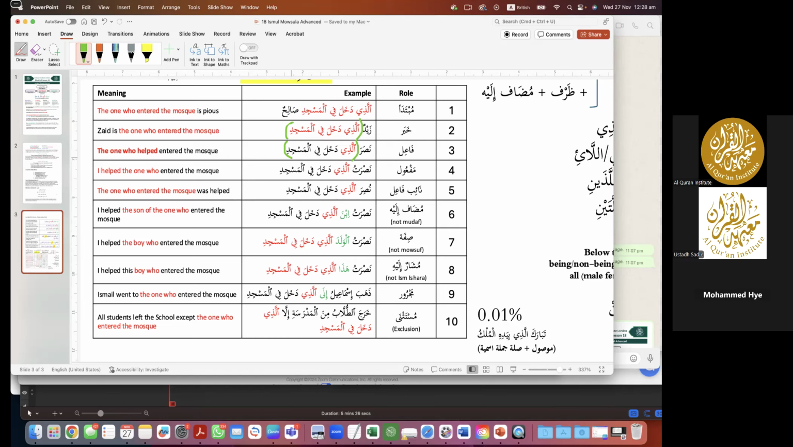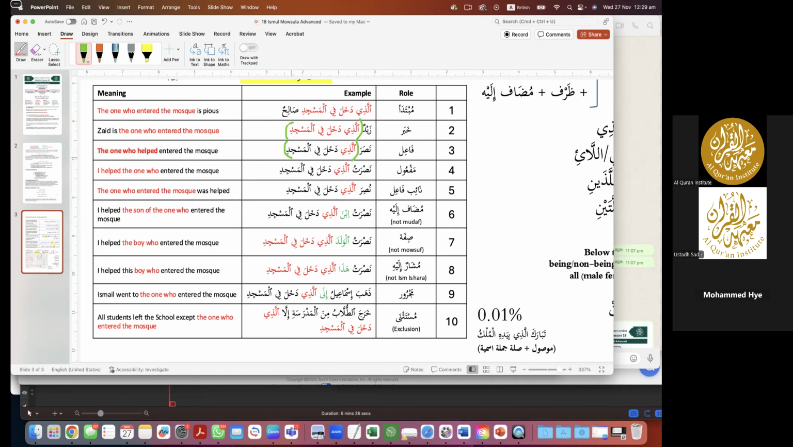Nasartu, again a typing error, sorry, I'll correct it, okay? Nasartu, you know Nasartu: Nasara, Nasaru, Nasarat, Nasarata, Nasarna, Nasarta, Nasartuma, Nasartum, Nasarti, Nasartunna, then Nasartu, okay? So this is: I helped.